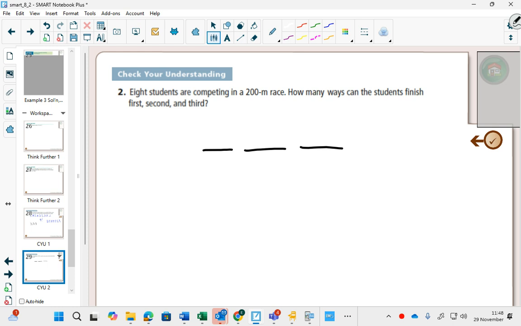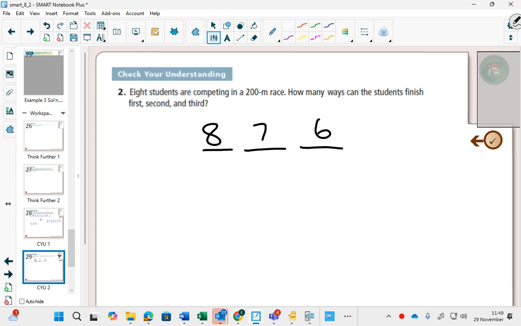How many people could come in first? Any of the 8 could come in first. Even if they're like the slowest person, lightning could strike the other ones. Maybe we should not think that way. But anybody could come in first. And then how many people could come in second? 7. And then 6. This is how we would normally do this question. We have decisions, we have choices, it's pretty easy.